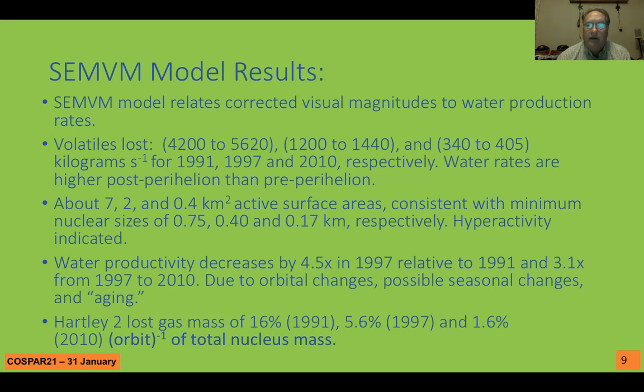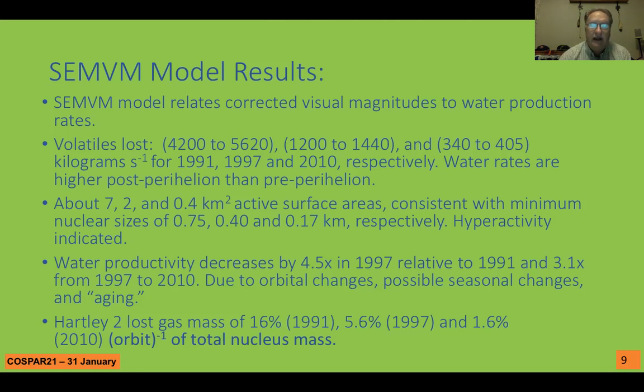We do find that there is hyperactivity indicated, meaning that we believe that the active surface areas in some cases exceeded the nucleus surface area, which would indicate that there are distributed sources of water carried by more likely icy grains that are leaving the comet. Icy grains containing water that then heat up in the coma, and the water is then released from the grain rather than just the nucleus surface.